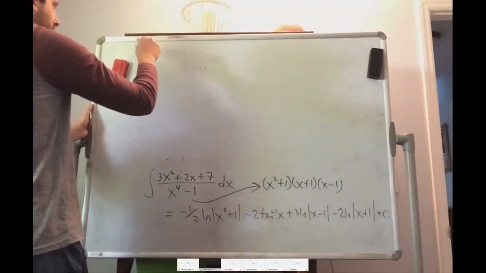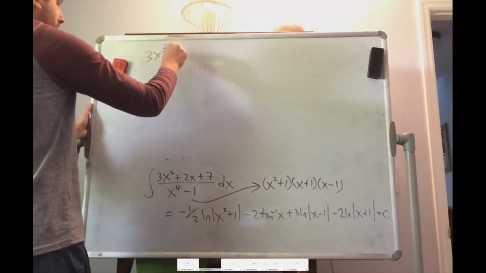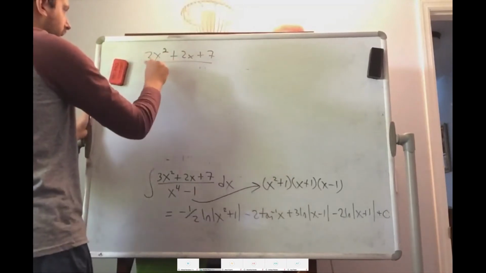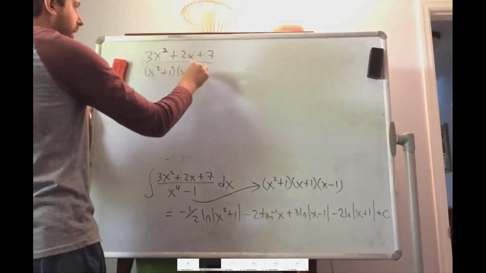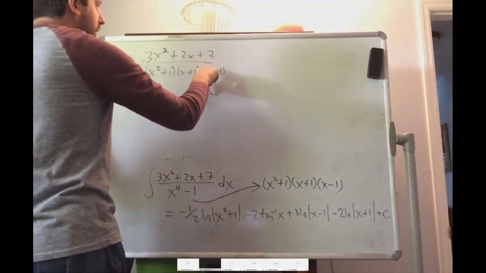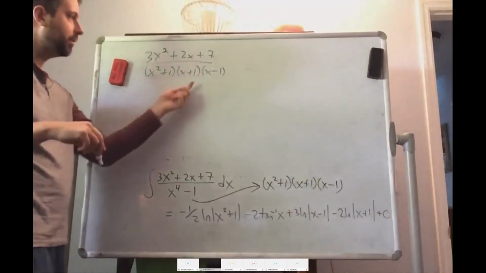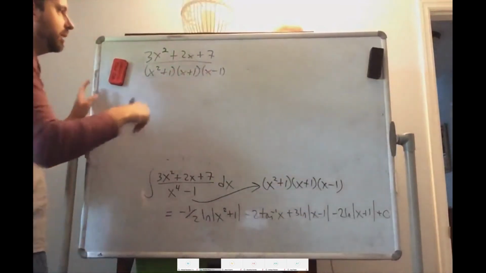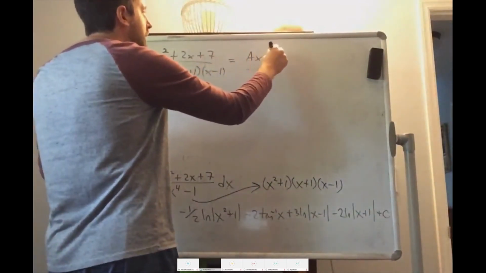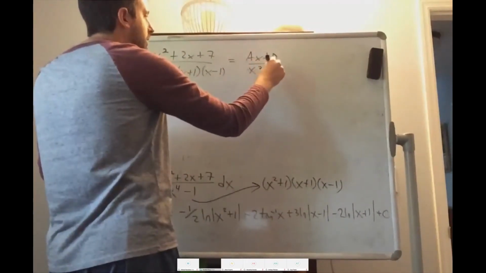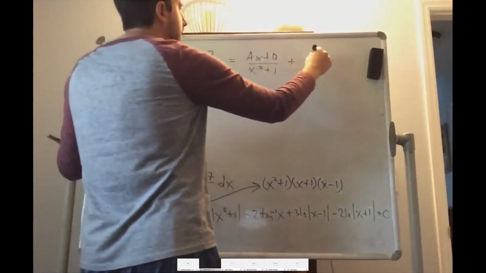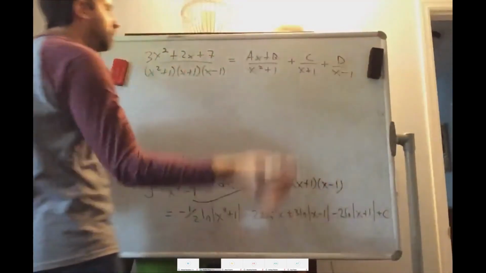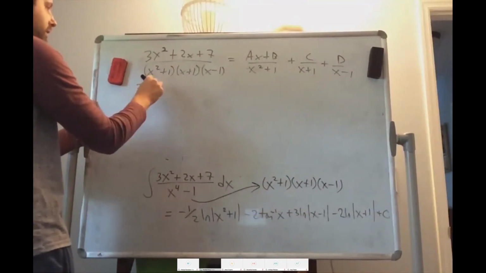In this case, you should have 3x squared plus 2x plus 7 over, let's do the factored form, x squared plus 1, x plus 1, x minus 1. It's a little tricky because some people will have written these in opposite orders, so the a's, b's, and c's may not line up, but you'll get the idea. So ax plus b over x squared plus 1, the irreducible, plus c over x plus 1, plus d over x minus 1. When you multiply all that through, you should get this.